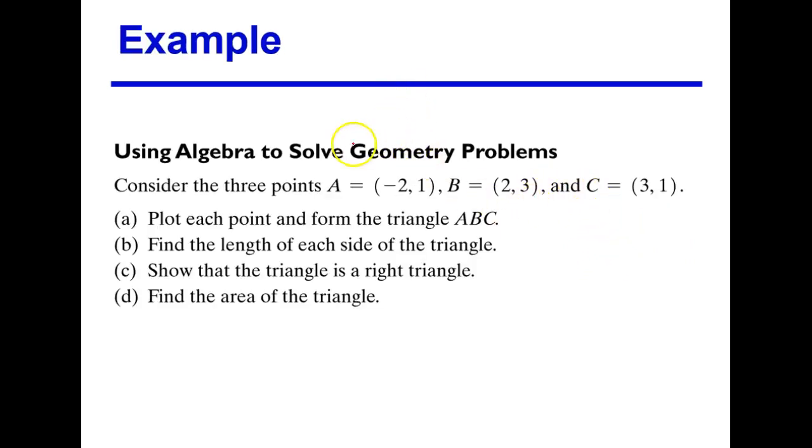Okay, now we're going to be using some algebra to solve some geometry problems. Here I have three points. Point A is at negative 2, 1. B is at 2, 3, and C is at 3, 1. First I want to plot each point that makes this triangle. Then I have to find the length of each side and show that it's a right triangle. Then I want to find the area of the triangle. So this one has several parts that we're going to be working through.